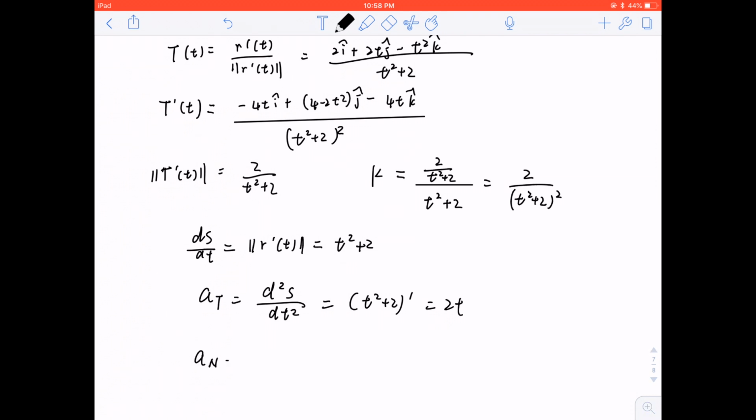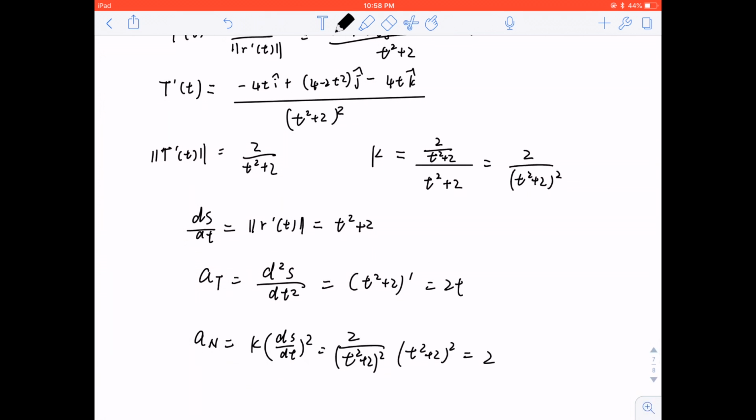And the normal component is just the curvature times (ds over dt) squared, and that is 2 over (t squared plus 2) squared times (t squared plus 2) squared, and you get 2. So that's how you find the curvature, normal component, and tangential component. I hope these are all helpful, and good luck studying.